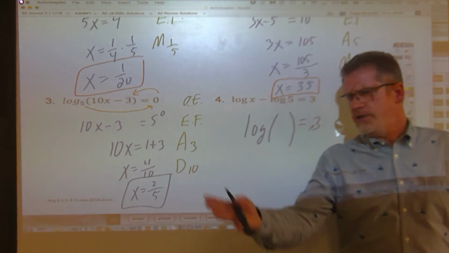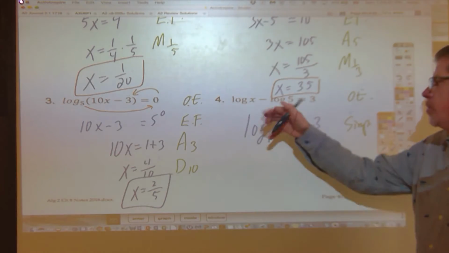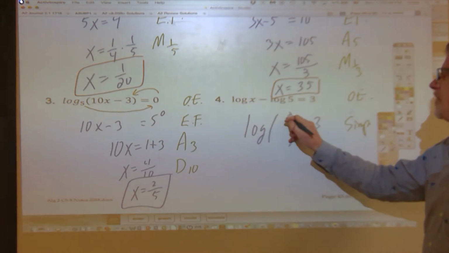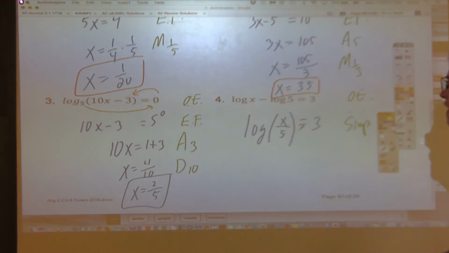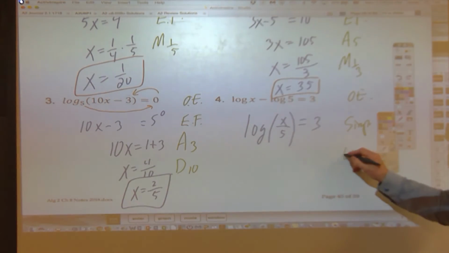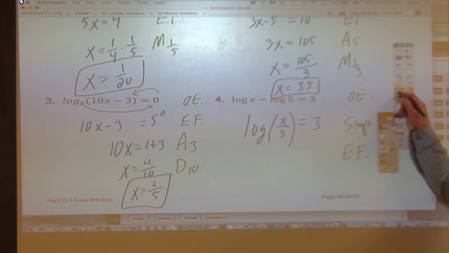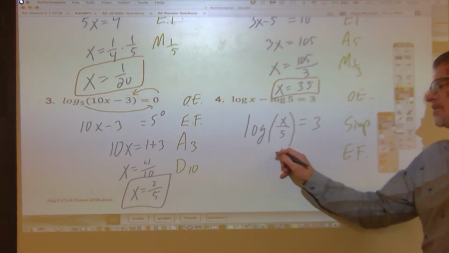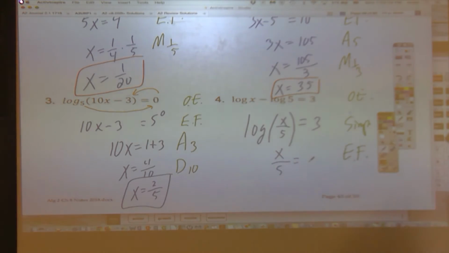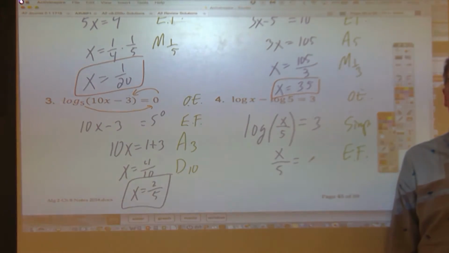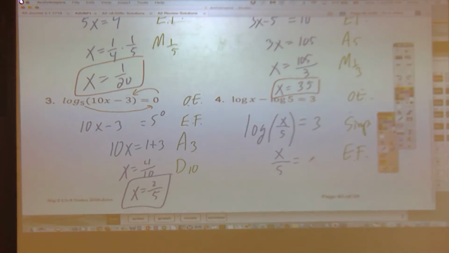Who thinks they've got it? Owen, do you have it? Quotient. And the quotient of x and 5 is x over 5. Now it's time to use the EF code, exponent form. So what would exponent form be this time? Well, it's going to be x over 5 equals something. It's going to be x over 5 equals what? Help me out with that one, please.